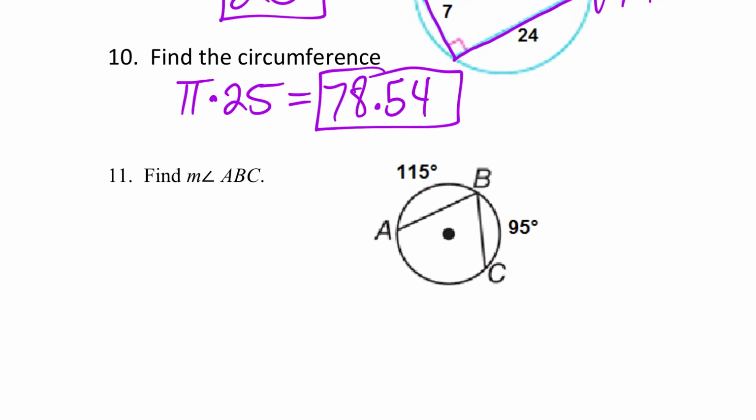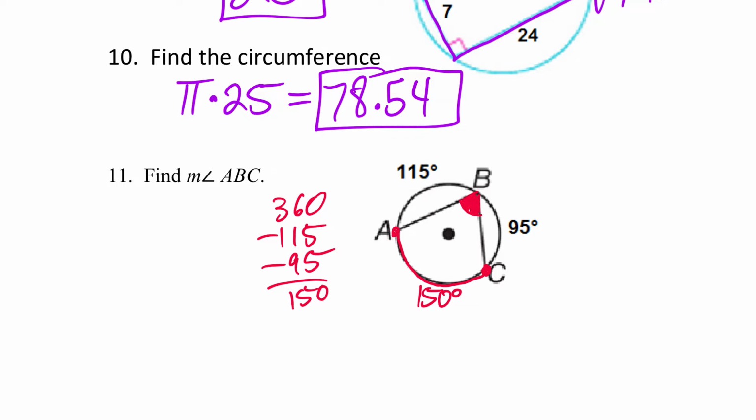Okay, number 11 says find the measurement of angle ABC. All right, first of all, in a full circle, how many degrees is there? 360. So the first thing I need to do is find out how many degrees this arc is from here to here. So we'll do 360 minus 115 minus 95 is 150 degrees.